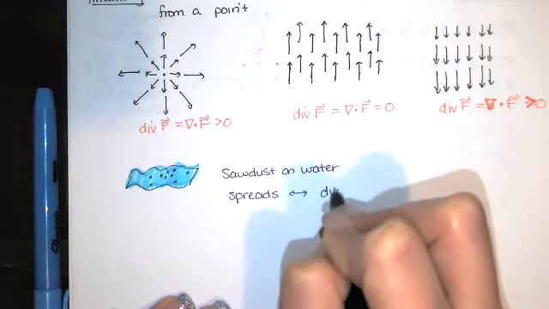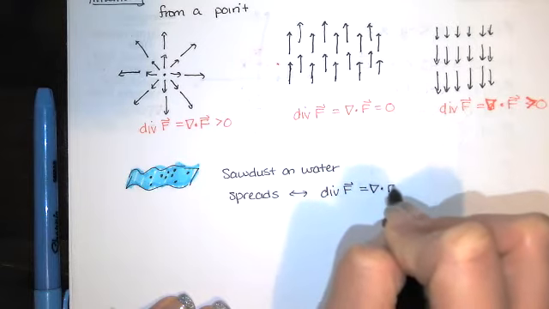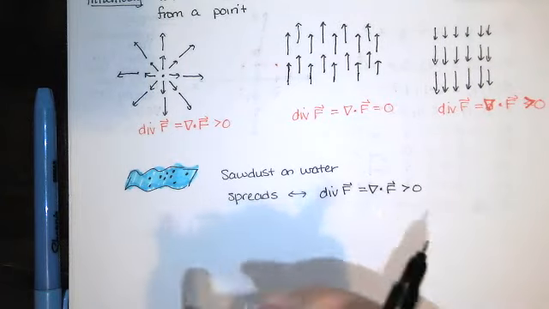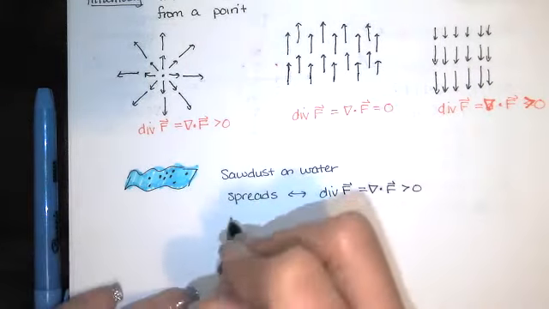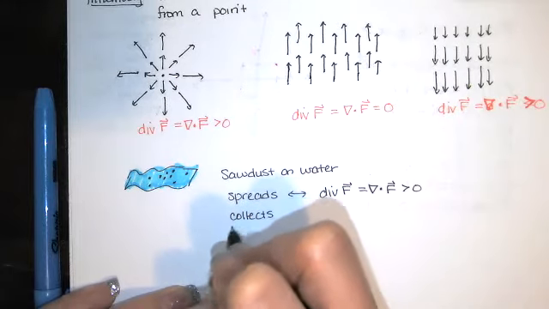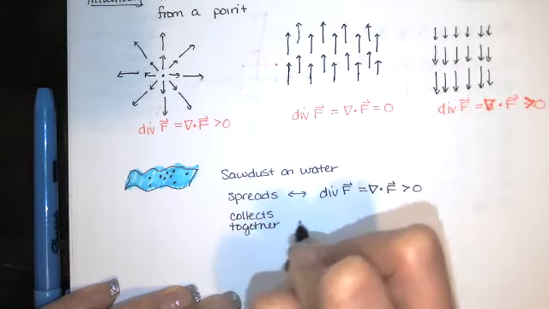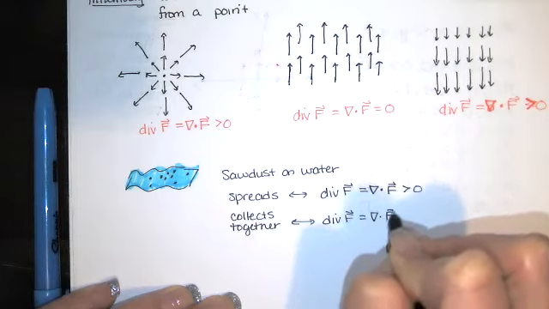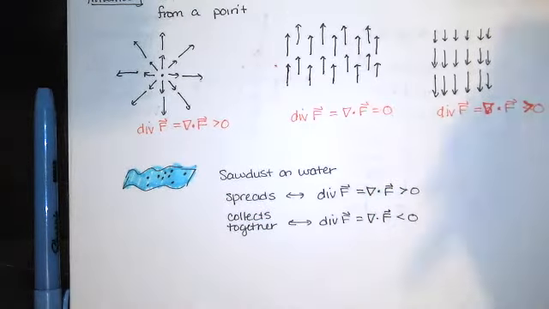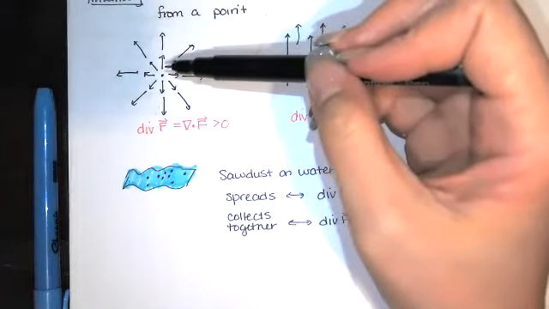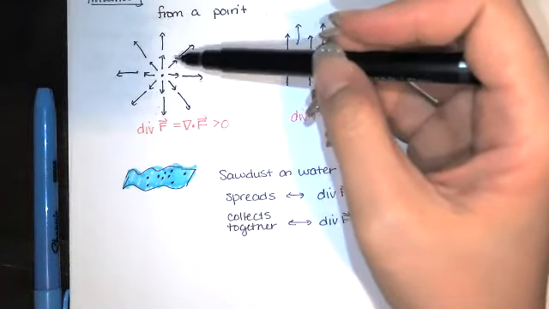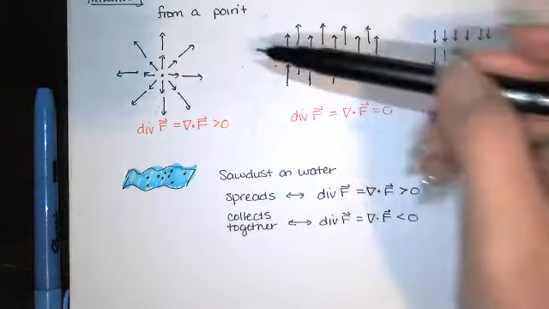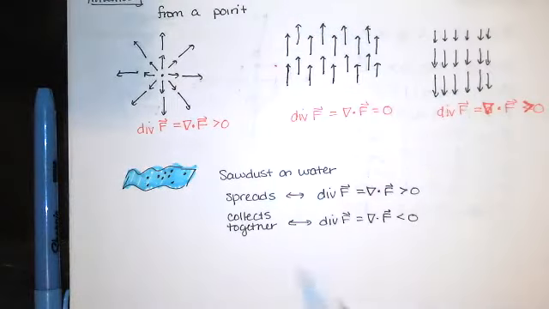That means the divergence at that point is positive. Now, if we threw some sawdust on the water and then it all started to collect together, then the divergence would be considered negative. Now you can see that on this one, divergence is positive because we're expanding from this point. If I turned all of these vectors around and multiplied them by -1, all the vectors would be going towards that point. So in that case, divergence would be negative instead of positive.